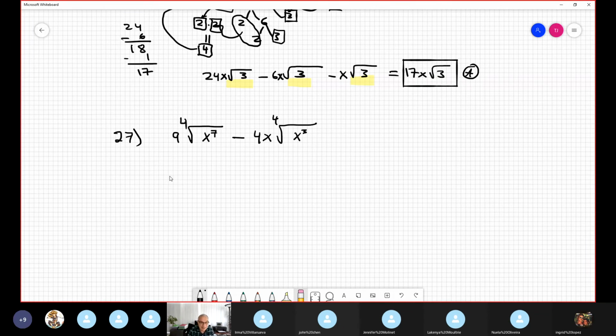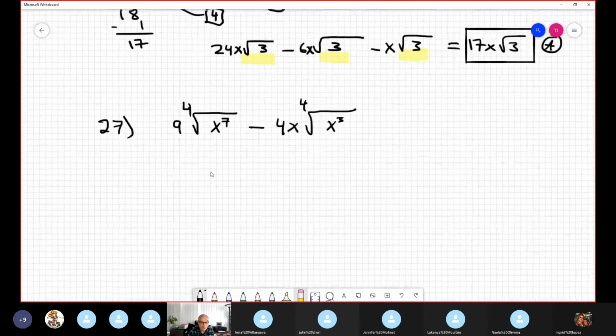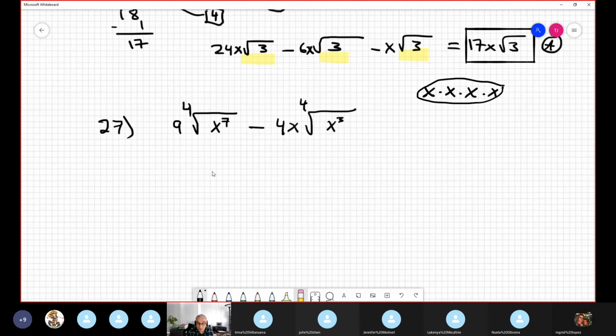When the power inside the radical, 7 in this case, is bigger than the index, we can simplify. When the power inside, 3, is smaller than the index, we cannot simplify. Leave it like that, because it's x times x times x, and we need at least one more x to simplify because there's a 4th root. So we cannot do anything in the second.